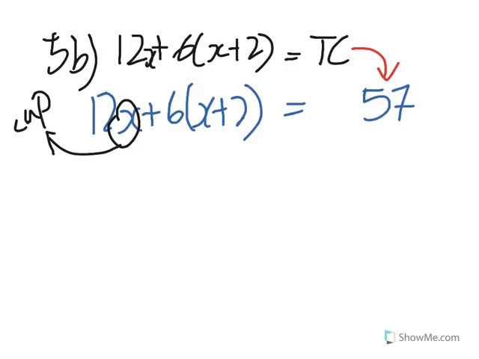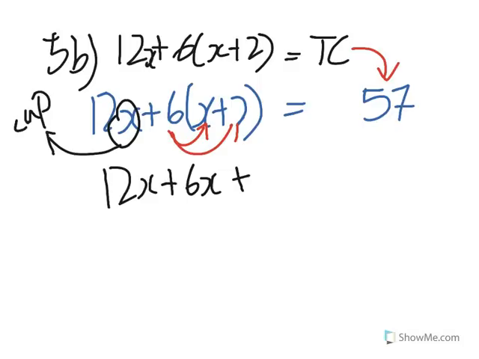So if we simplify this, we're going to go 12x. Remember your expanding of brackets. You multiply the thing by each factor inside. So you get 12x plus 6x plus 6 times 2, which is 12.